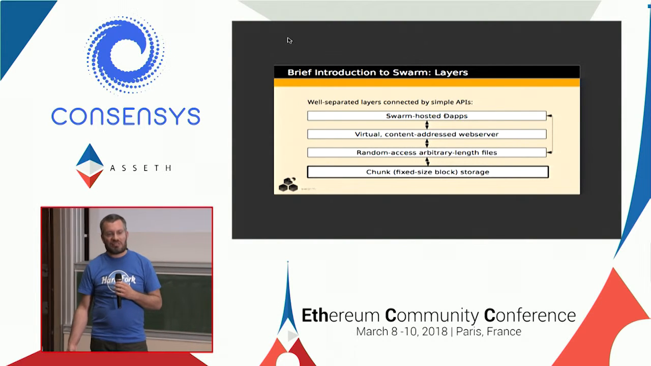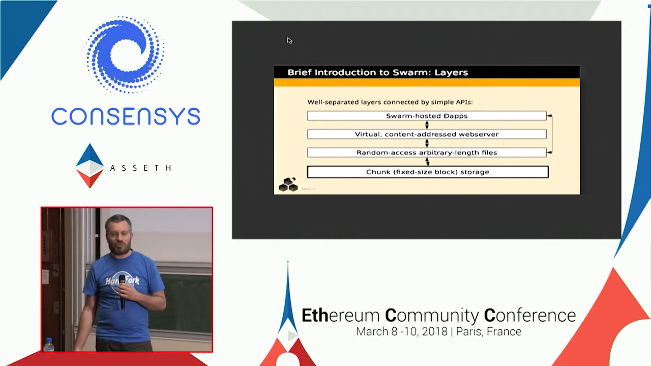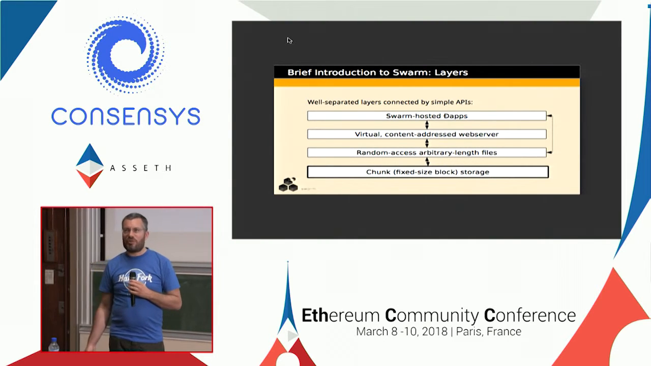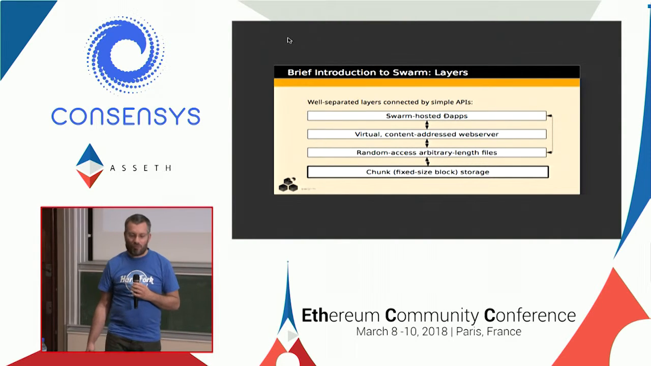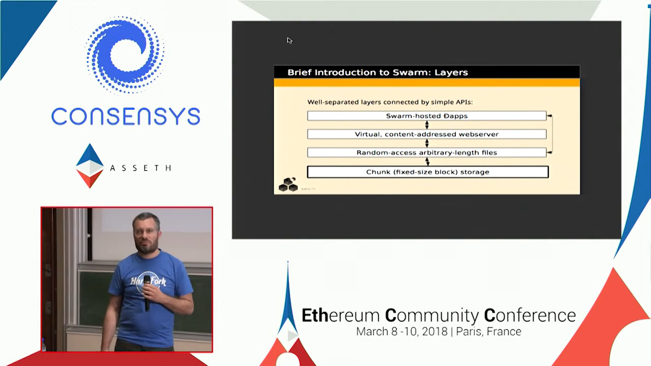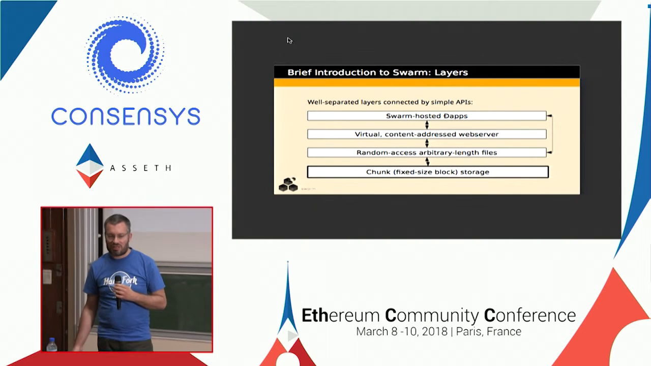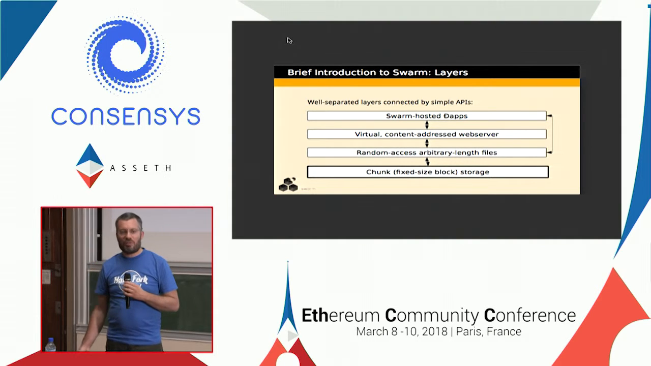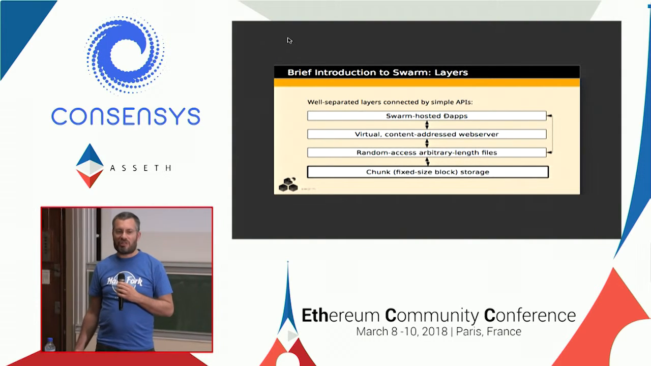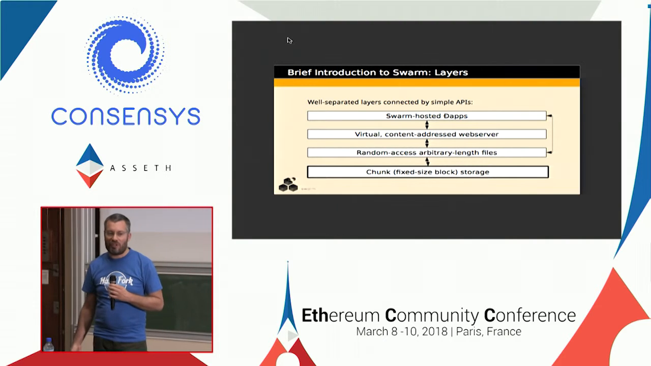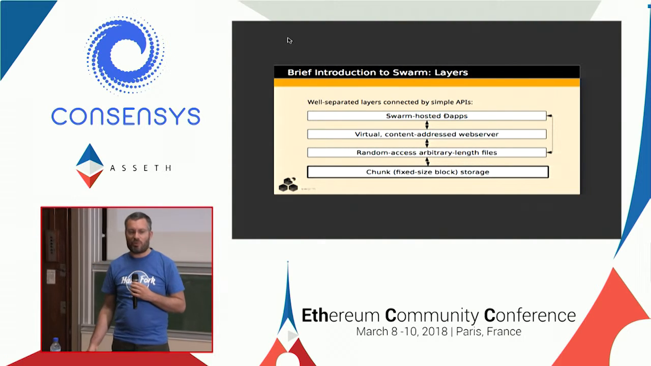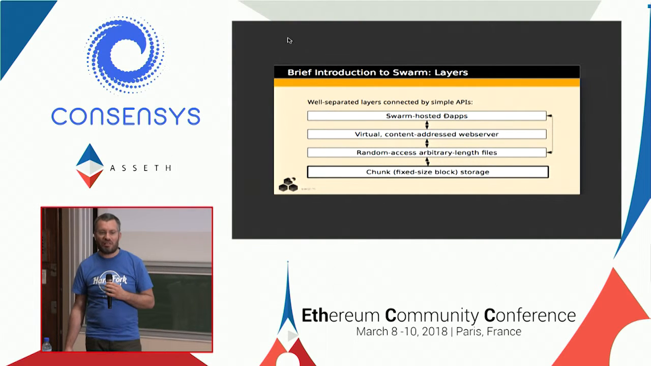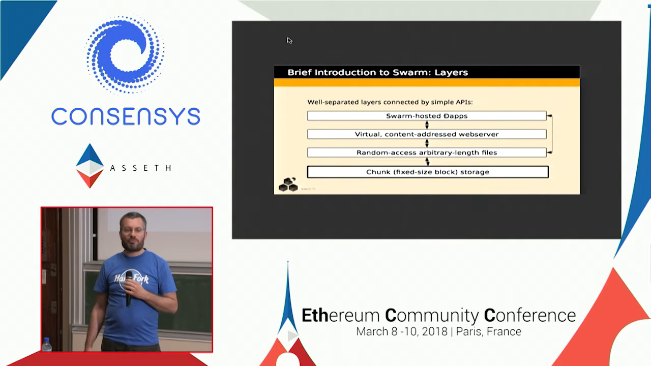And above this layer, we have a virtual content-addressed web server, which has all the typical metadata of web content, like content type, HTTP response status, and things like that. And above this layer on top, we have the Swarm-hosted distributed applications, which can, if they want to, access the 2 layers below them. But a typical application would only access the virtual web server.